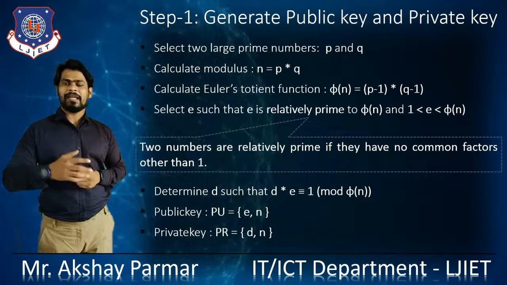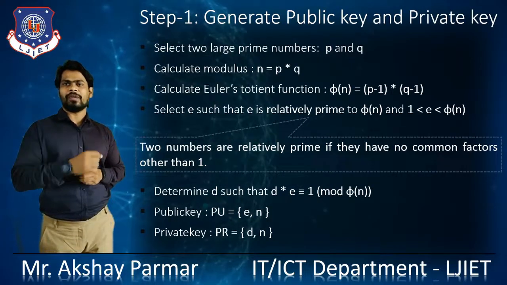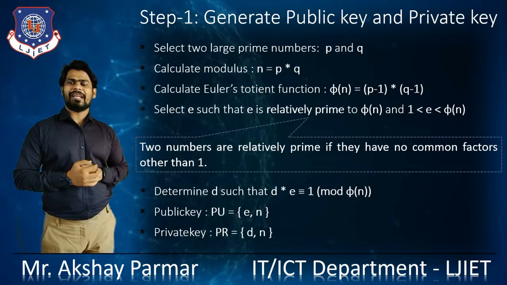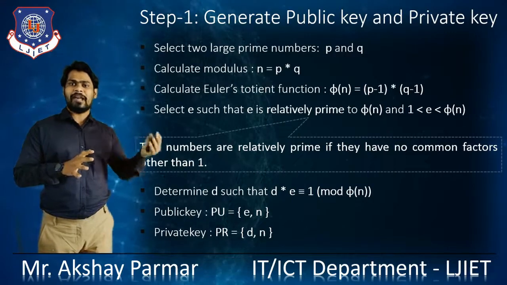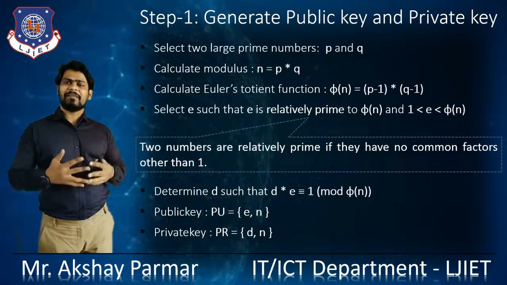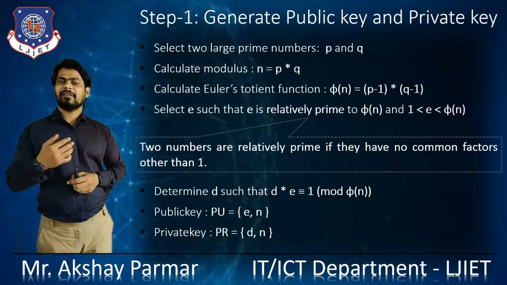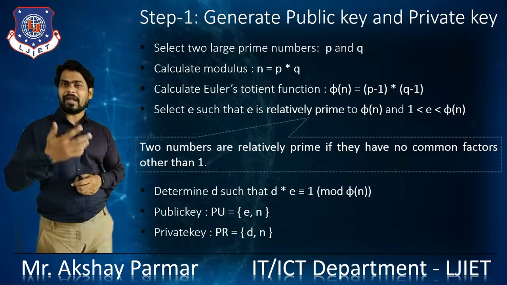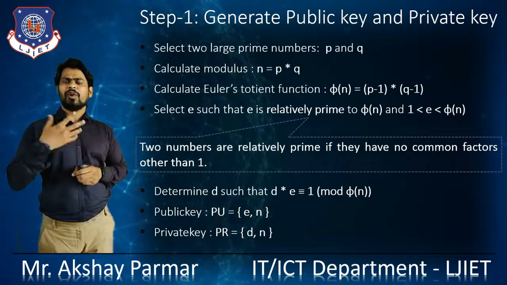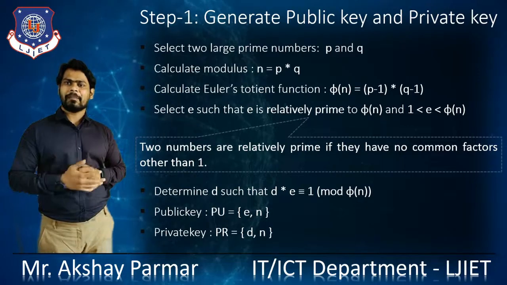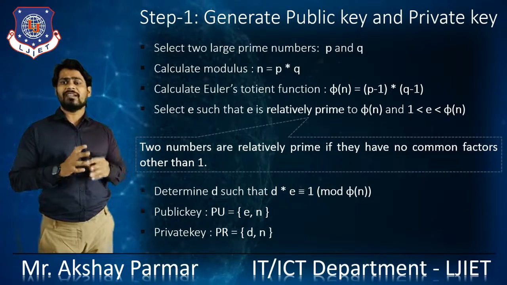So here phi n is equal to P minus 1 into Q minus 1. That is about phi n. After that, select an E such that E is relatively prime to phi n, and E is greater than 1 and less than phi n. Don't worry, we will discuss how E will be guessed. What do we mean by relatively prime? Two numbers are relatively prime if they have no common factors other than 1.